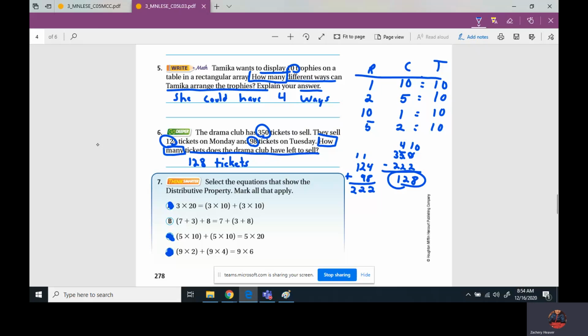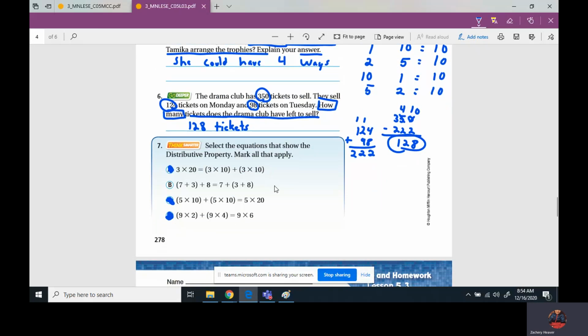This is not even a big number. They broke 6 up into 4 and 2. You can break any number up you want, as long as you give the other factor to it. So A, C, and D.